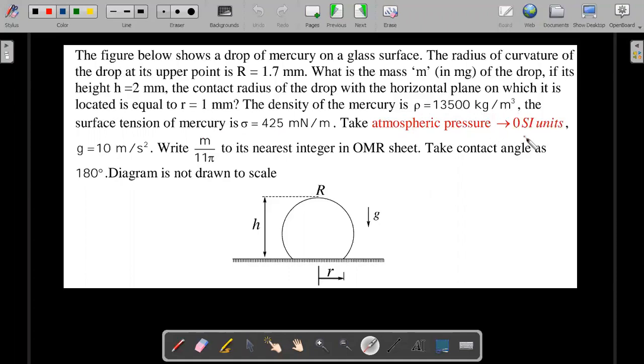Taking the atmospheric pressure as almost negligible and acceleration due to gravity as 10 meter per second square, write the value of m divided by 11 pi to its nearest integer in the OMR sheet. Take contact angle as 180 degrees while solving the problem, and the diagram that you are shown is actually not drawn to scale.